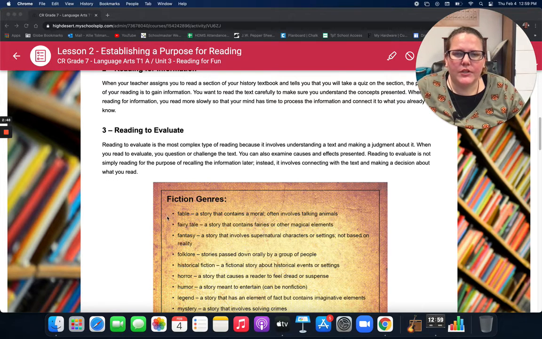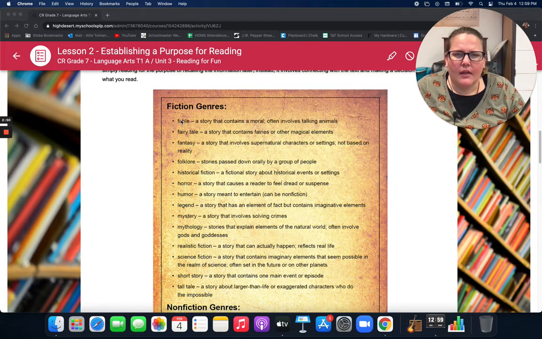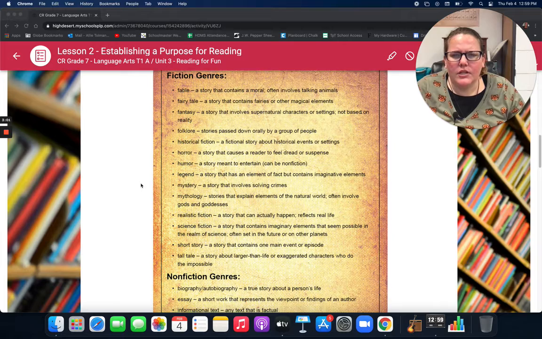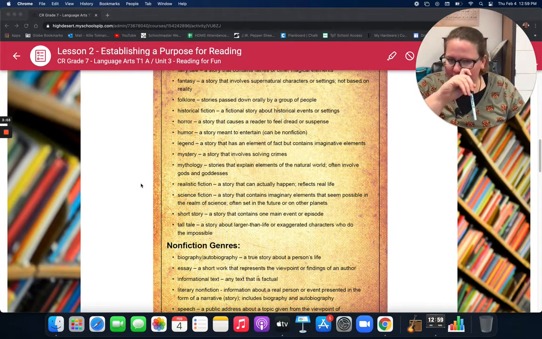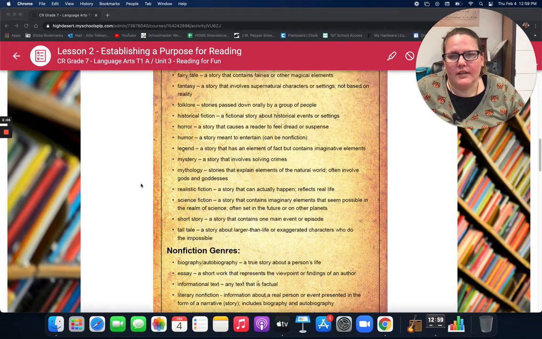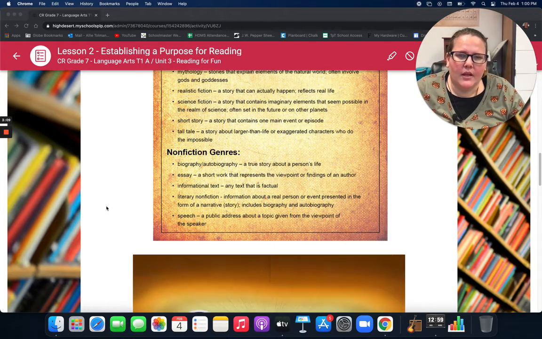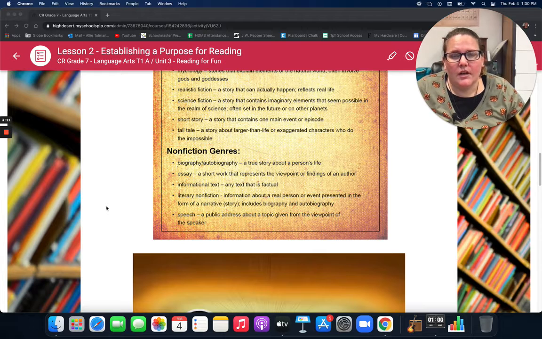So here are some fiction genres. There's fable, fairy tale, fantasy, folklore, historical fiction, horror, humor, legend, mystery, mythology, realistic fiction, science fiction, short story, and tall tale. And you can read the descriptions on what each of those are. Nonfiction genres: biography and autobiography, essay, informational text, literary nonfiction, and speech.